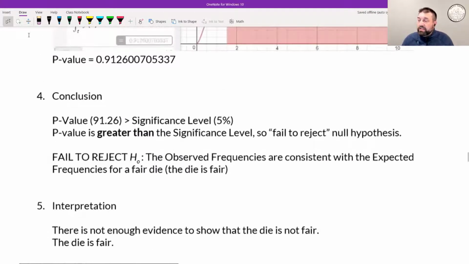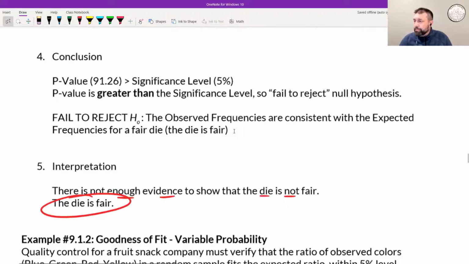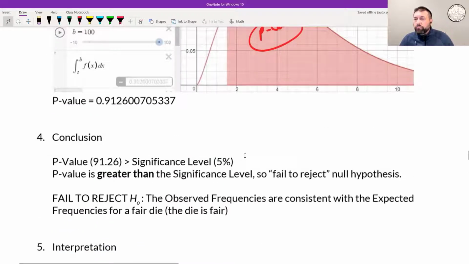So that means that it is a fair dice. There's not enough evidence to show that the dice is not fair. Therefore, it's a fair dice. Our experimental distribution was not significantly different from the theoretical distribution. And so it's a fair dice. There's nothing to lead us to believe that this dice is unfair or that there's anything weird with the distribution. So this is an example where everything is equally likely to happen. Every outcome was equally likely.